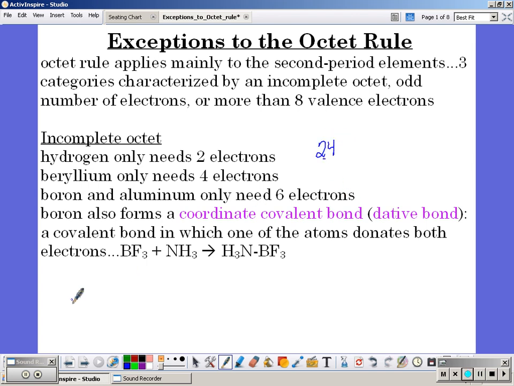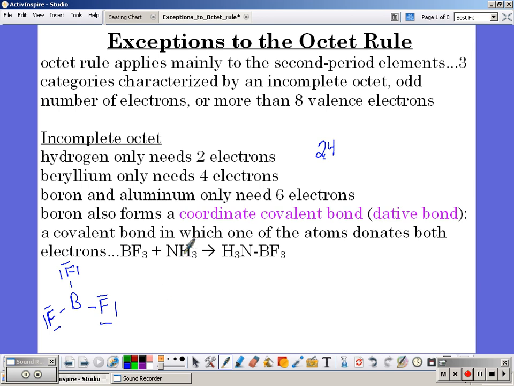So I'd put boron in the middle. 3 fluorines would go around. 2, 4, 6, satisfy the fluorines. 8, 10, 12, 14, 16, 20. Counted wrong there. So that's all 24. So boron doesn't have any lone valence electrons because, again, it only needs 6.